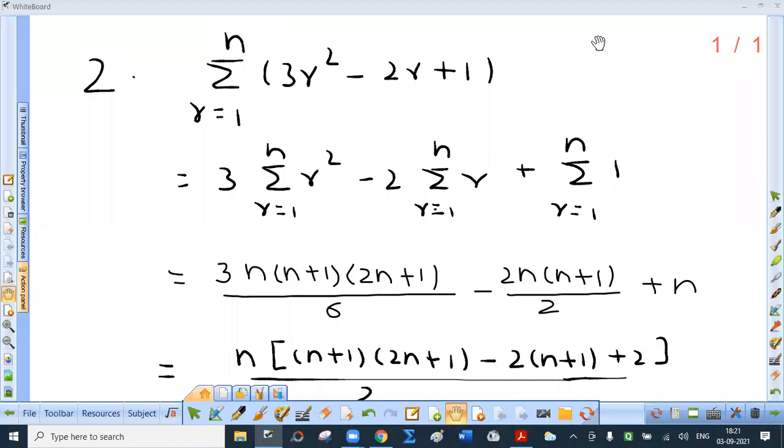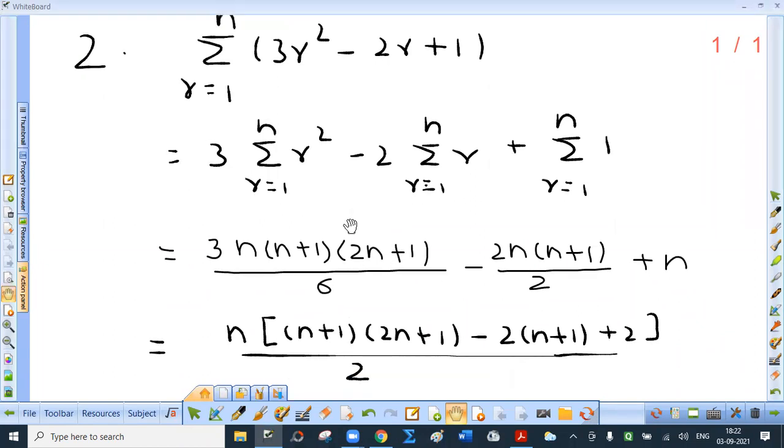Second, find sigma 3r square minus 2r plus 1. R goes from 1 to n. Properties of sigma notation. So this is 3 sigma r square minus 2 sigma r plus sigma 1. What is sigma r square? N into n plus 1 into 2n plus 1 upon 6. What is sigma r? N into n plus 1 by 2. What is sigma 1? N.